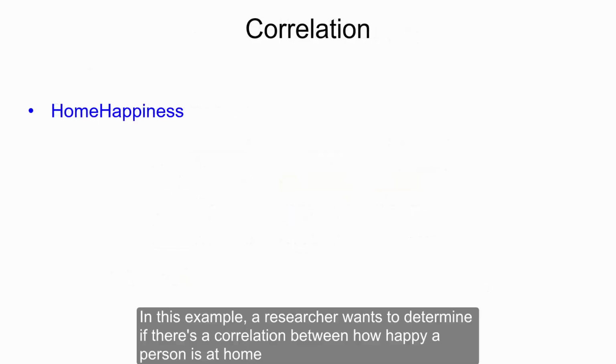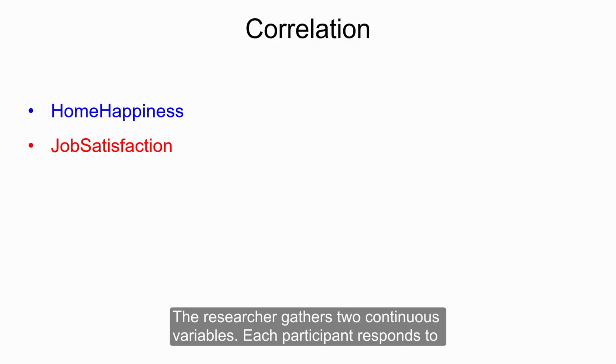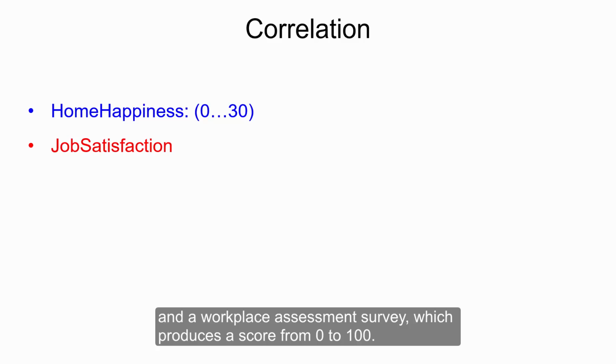In this example, a researcher wants to determine if there's a correlation between how happy a person is at home and how satisfied that person is at work. The researcher gathers two continuous variables. Each participant responds to the home happiness survey, which produces a score between 0 and 30, and a workplace assessment survey, which produces a score from 0 to 100.